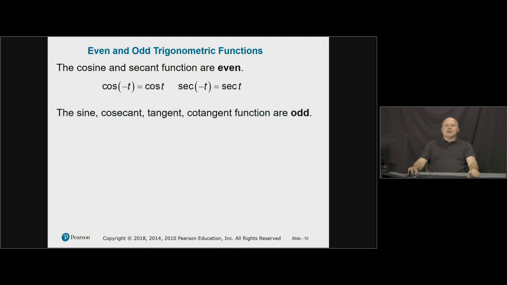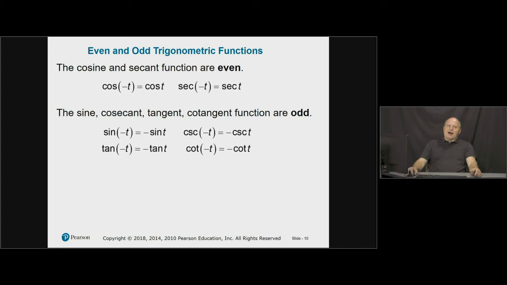Now the sine, the tangent, the cosecant, and the cotangent are odd functions. So what that means is these things: sine of negative t is negative sine of t. Tangent of negative t is negative tangent of t. Cosecant of negative t is negative cosecant of t. Cotangent of negative t is negative cotangent of t.